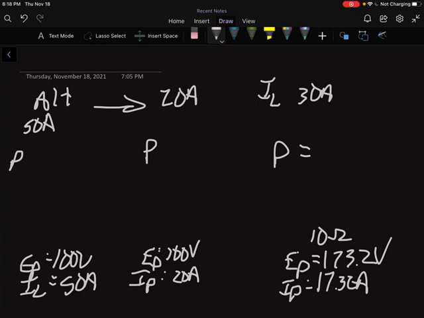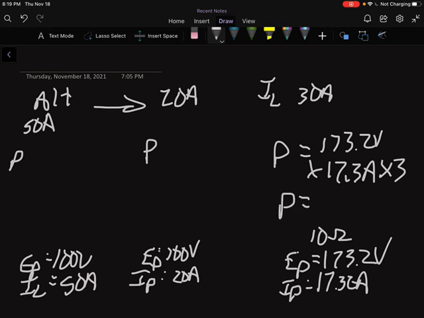So our phase values, we're going to have E phase, which is 173.2 volts, and we're going to times that by 17.3 amps, and we're going to times all that by 3. So our 3-phase power at load number 2: 173.2 volts times 17.32 amps times 3 is 9 kilowatts.